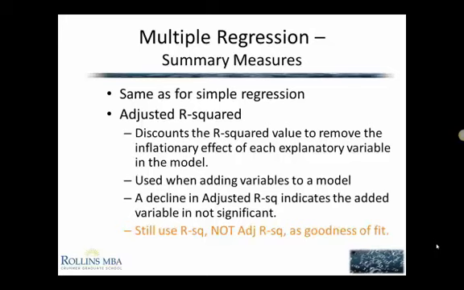So for comparative purposes of one model versus another, where we're in a situation where we're incrementally adding explanatory variables, the adjusted R-squared is a very useful tool to make that comparison about the impact of the new variables that we're adding. However, when we're doing multiple regression, we still are going to use the R-squared and not the adjusted R-squared as that measure of goodness of fit.